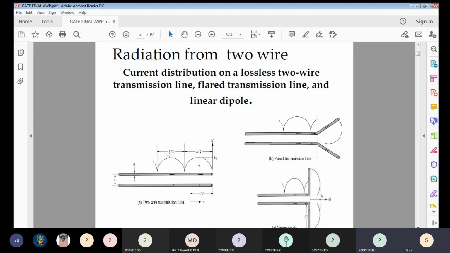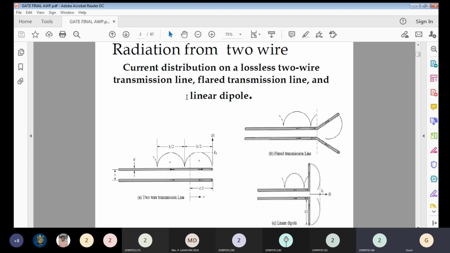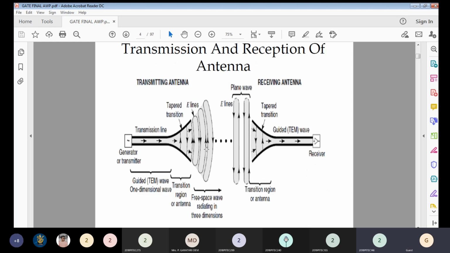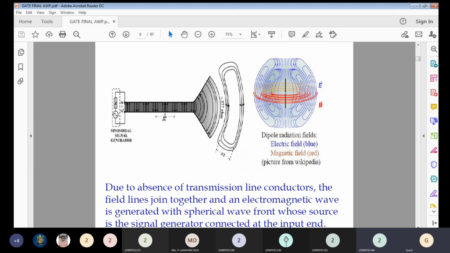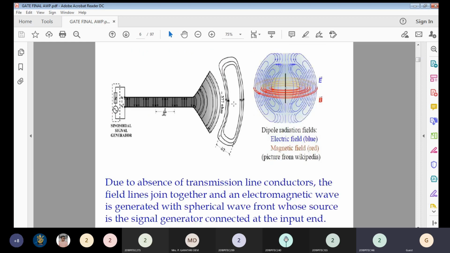I also told you what a standing wave is. When the source impedance is not equal to the characteristic impedance of the transmission line, standing waves will exist. You should keep that in mind. We also discussed how we transmit and receive the signal: with the help of a generator we transmit, and with the help of the receiver we receive the signal. This is how electromagnetic waves exist.